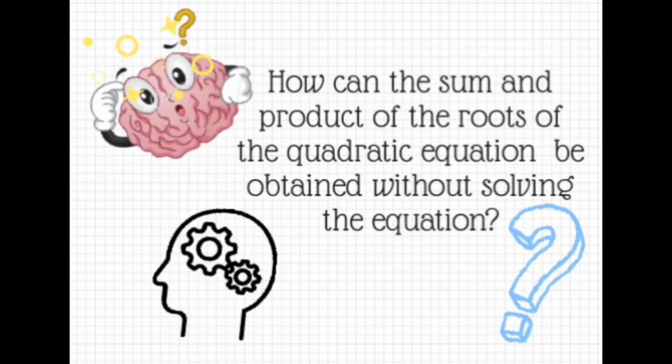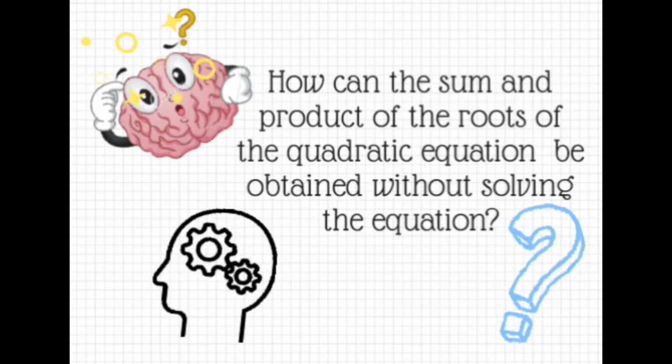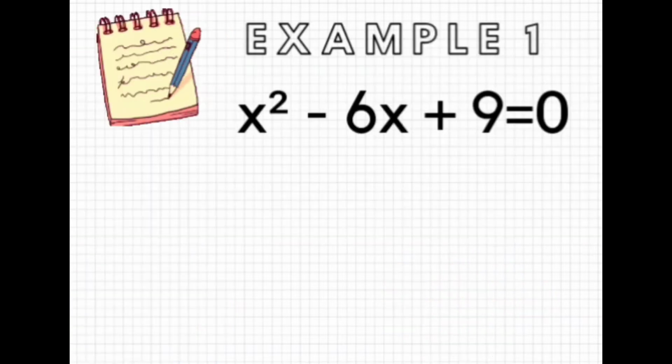How can the sum and product of the roots of the quadratic equation be obtained without solving the equation? If r sub 1 and r sub 2 are the roots of the quadratic equation ax squared plus bx plus c equals 0, wherein a is not equal to 0, then the sum is equal to negative b over a and the product is equal to c over a. Let us have some examples.